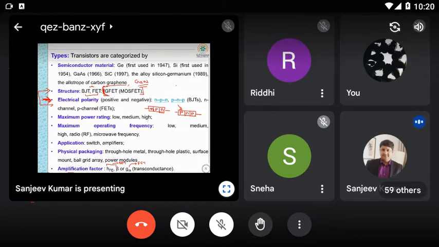Okay. So in beta, if you can see, a BJT is a three-terminal device: base, emitter, and collector. There you are calculating the ratio of output current divided by input current.